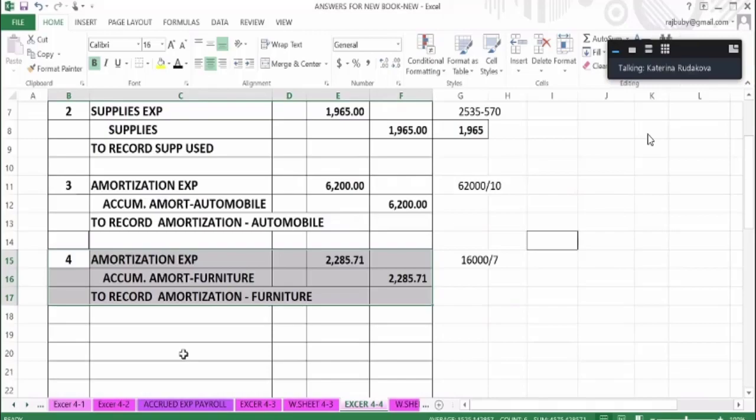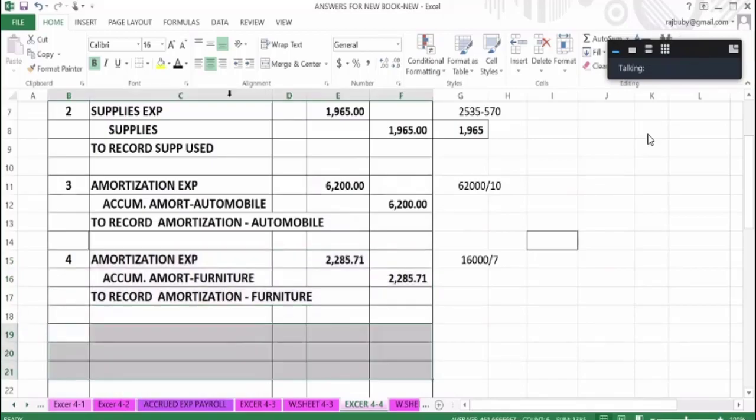Number 5. Employee salaries total 230 per day. At December 31, 3 days of salaries are unpaid. They will be paying it in January. Yeah, we are going to pay it in January, but we have to show that expense in December, right? Which is salaries expense debit 690 and salaries payable credit.